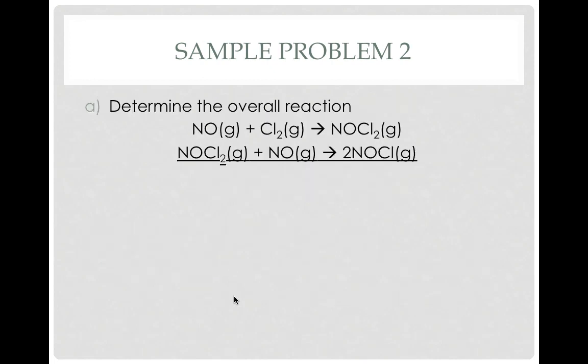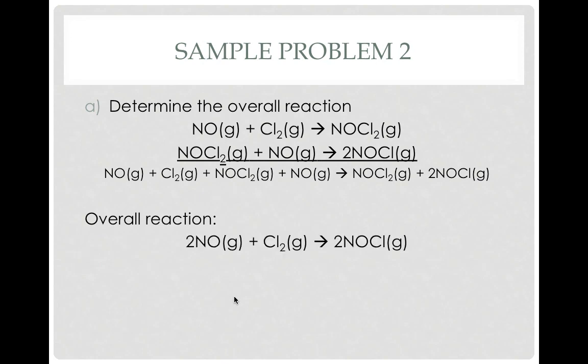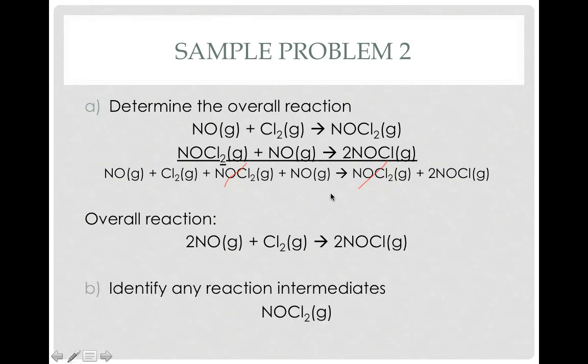So for the overall reaction, we need to go through and add them together. And if we do that, we can see that we have two NOs. So here's one here, there's two. We have Cl2, but then we're going to cross out NOCl2. Okay, so we get an overall balanced equation of 2NO plus Cl2 yields 2NOCl. Seeing as we crossed out NOCl2 when we were adding them together, that would make it a reaction intermediate.